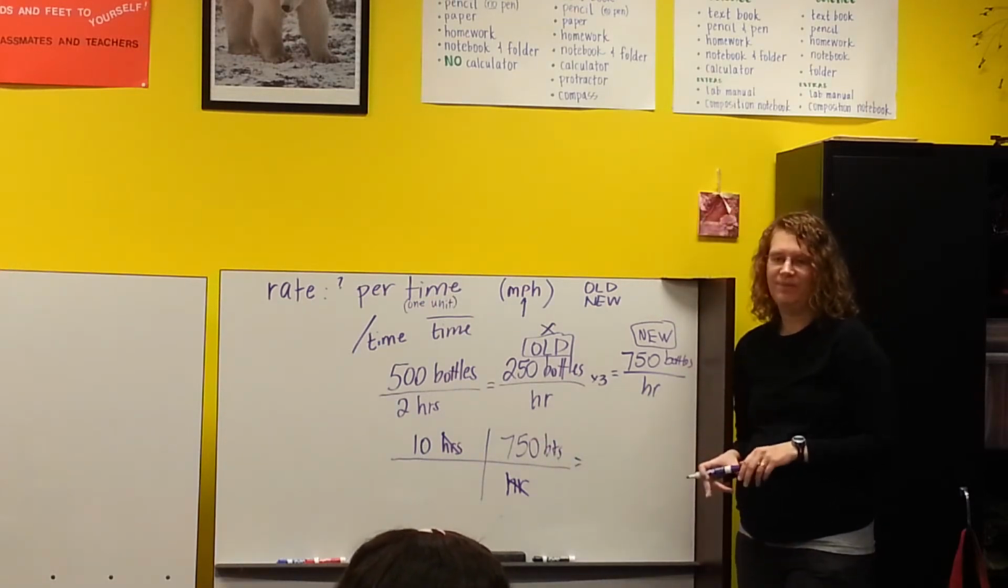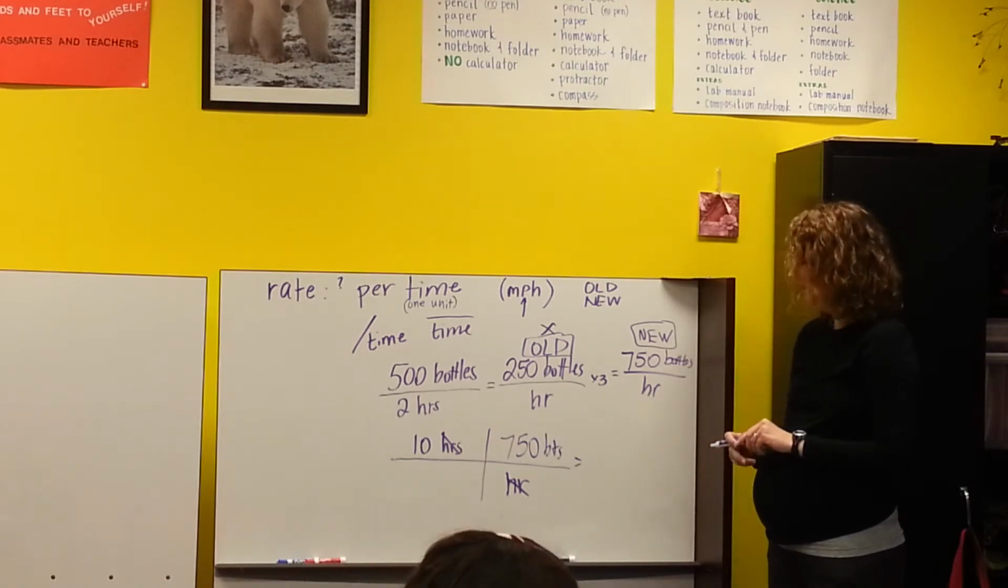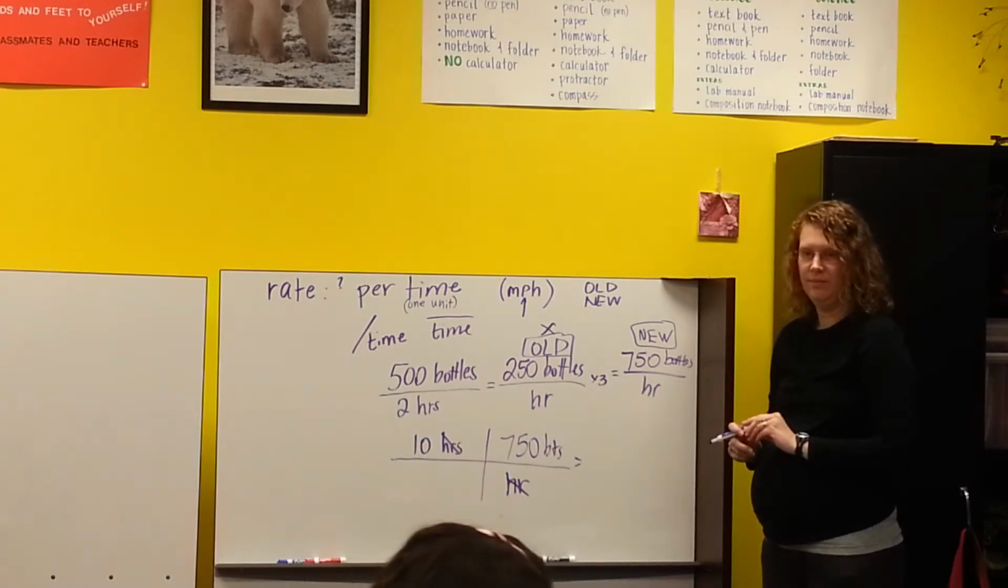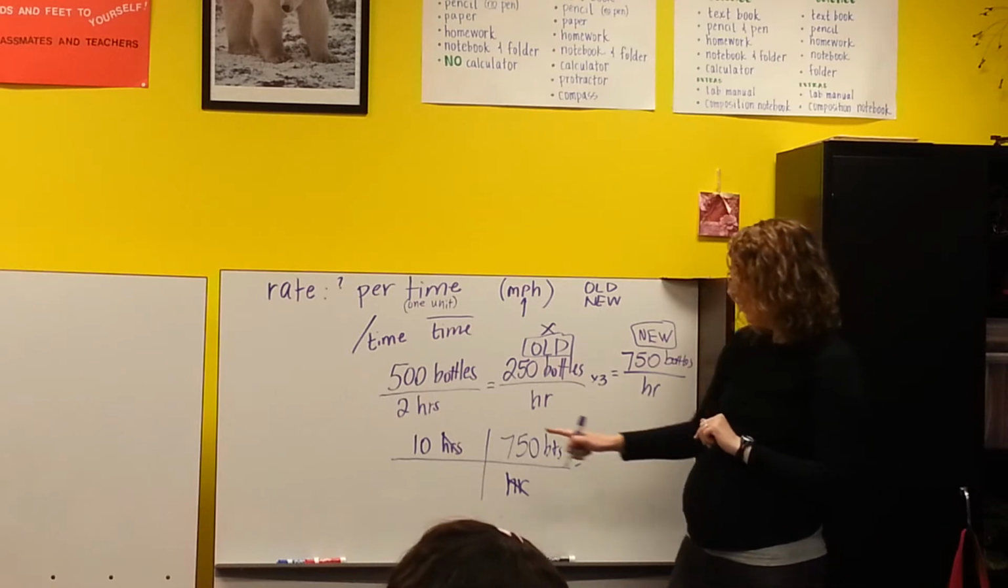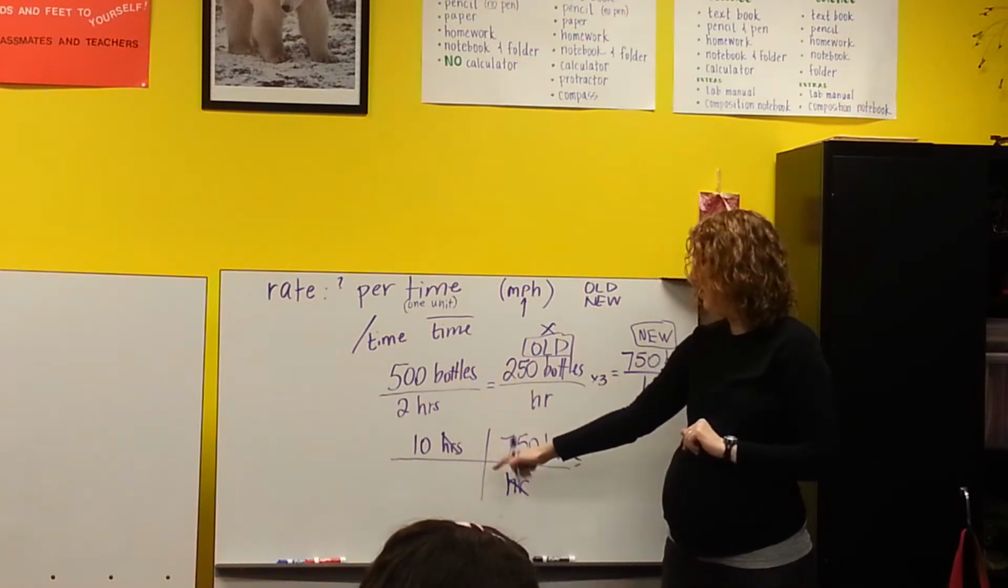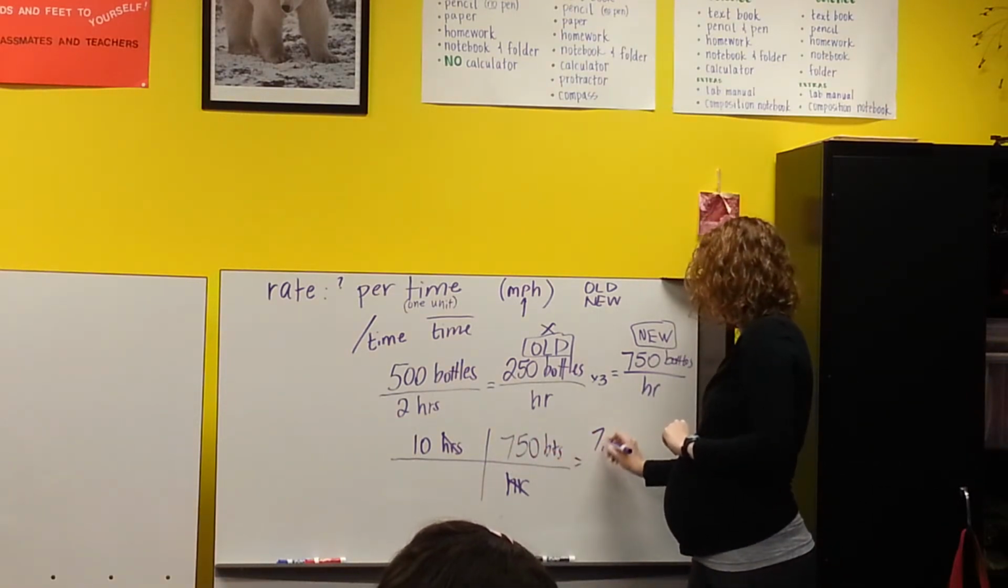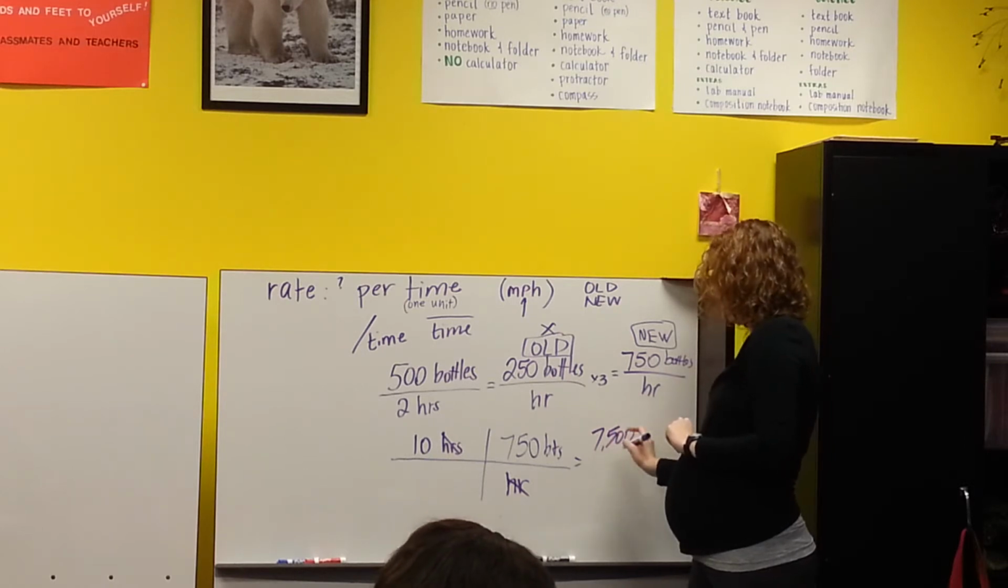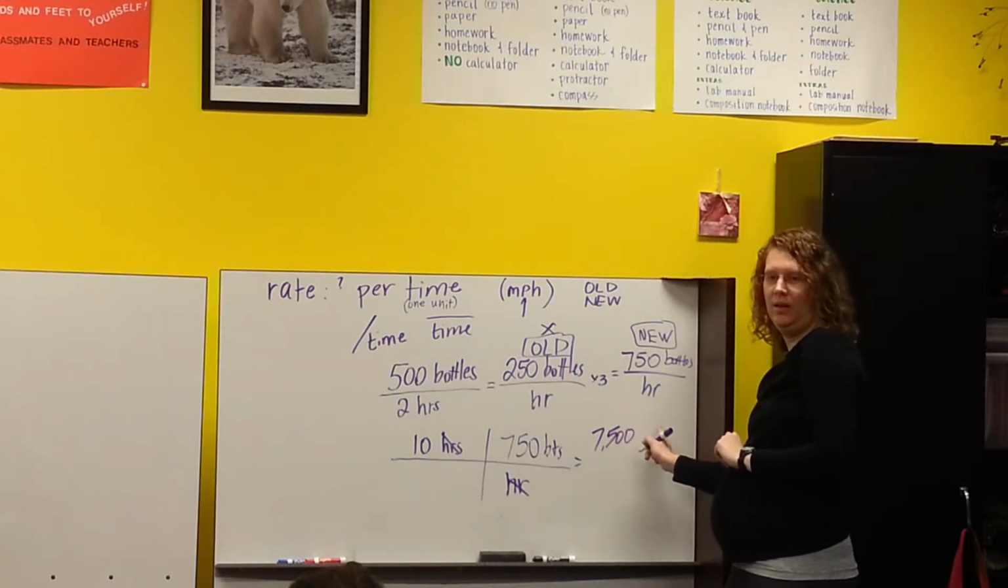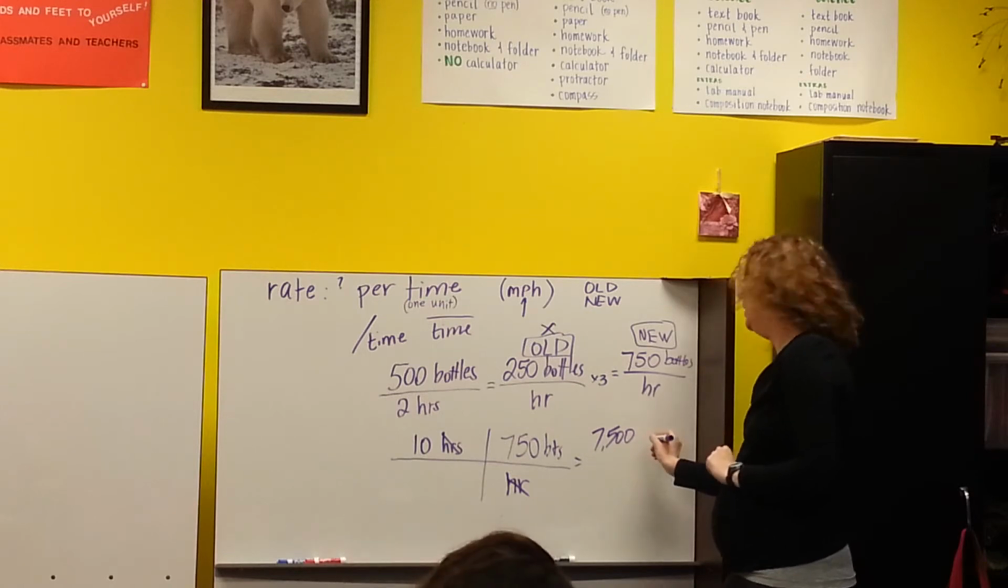I'm going to make you finish it. We could just add another zero. Add another zero because this line means? 7,500. Multiply them, and your units are going to be? Bottles. Bottles, good.